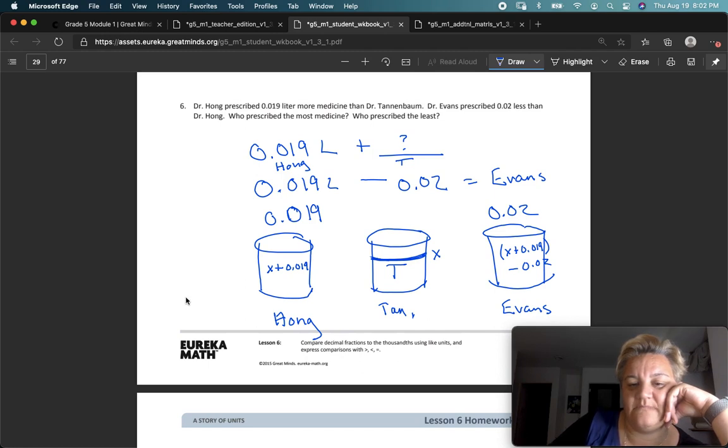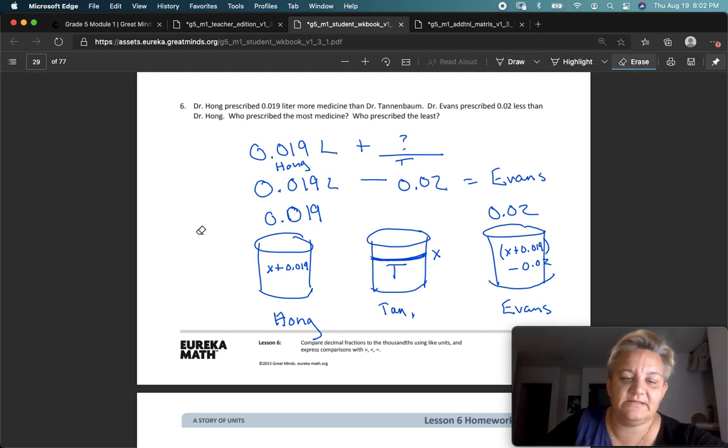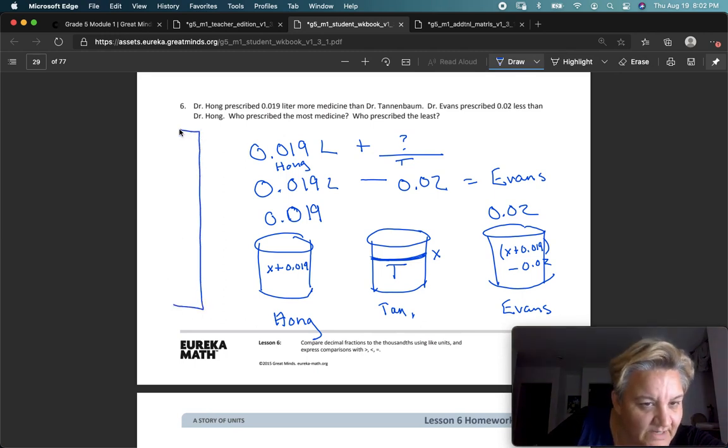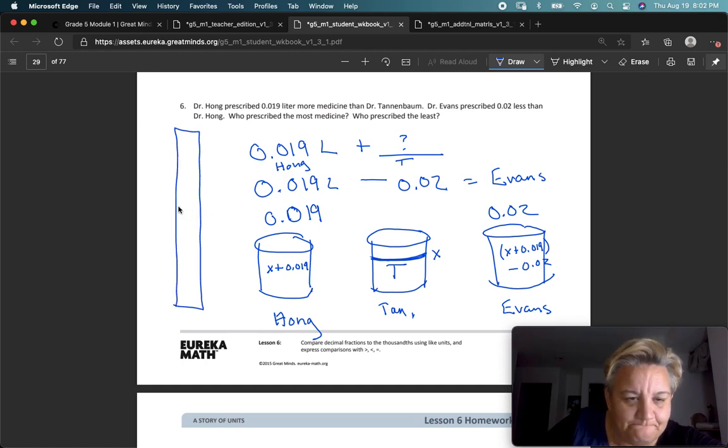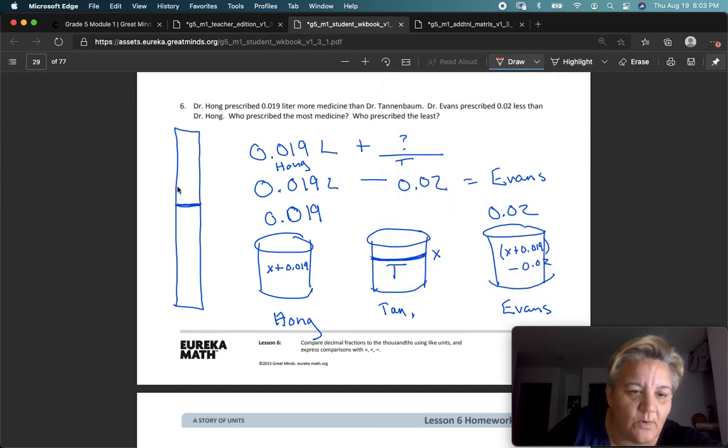Oh, how do I want to show you this? I'm going to use a strip here because I'm having a hard time describing this in a way that is not going to confuse you. If you already understand, awesome. Okay, here's what Tannenbaum prescribed. Hong prescribed 19 thousandths more. So we're going to say that this between here and here is 19 thousandths, okay?